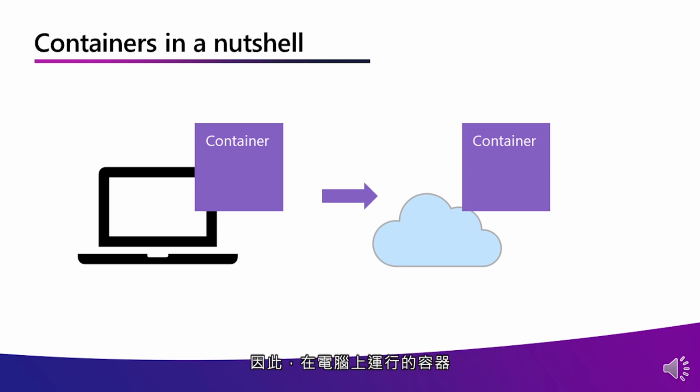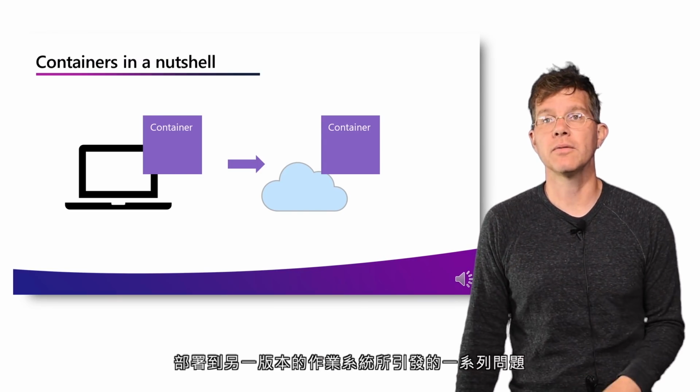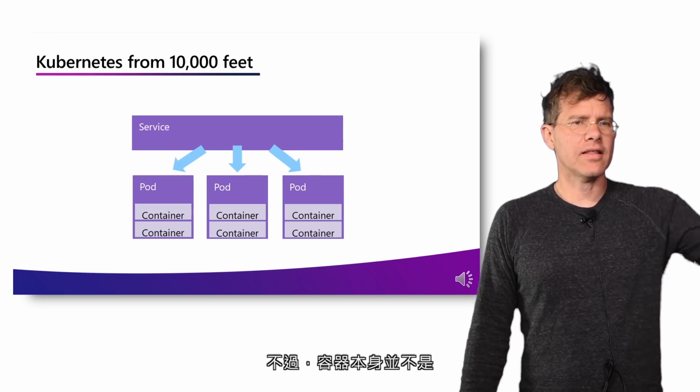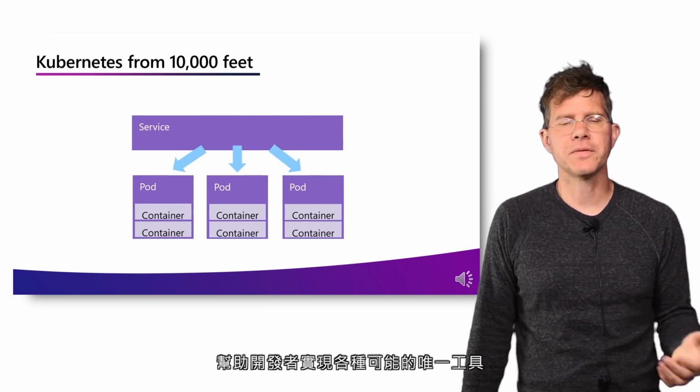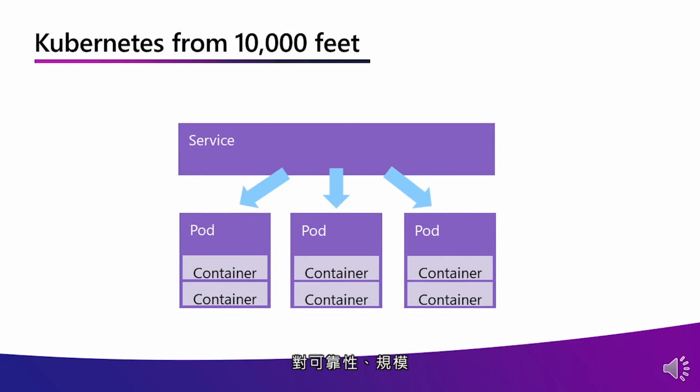So a container running on your laptop is pretty much guaranteed to run exactly the same way when it comes to the cloud. That makes deploying that application significantly more reliable and eliminates a whole host of problems that had plagued people who were developing in one version of an operating system and perhaps deploying into another. But the container itself isn't the only thing that helps make things possible for developers. Really, most modern applications, either for reliability or scale, are distributed systems that are built up of many different pieces. And so that's where Kubernetes comes in.